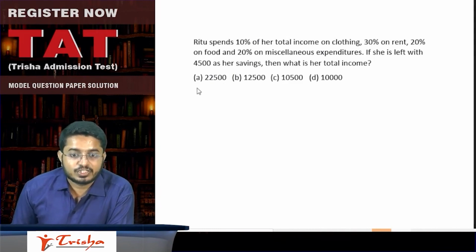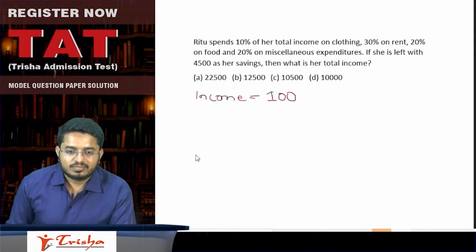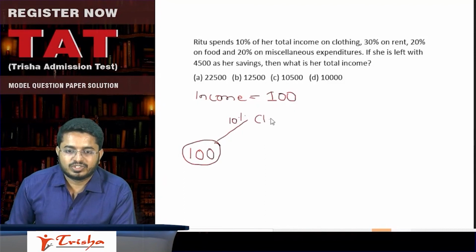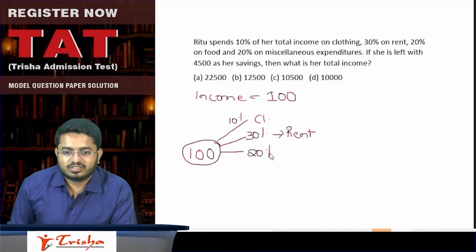Let us once again assume income as 100, correct? Out of this 100 rupees, she is spending on various categories. 10% out of 100, she is spending on clothing. Next, 30% she is spending on rent. Next, 20% on food, and 20% on miscellaneous expenditure.